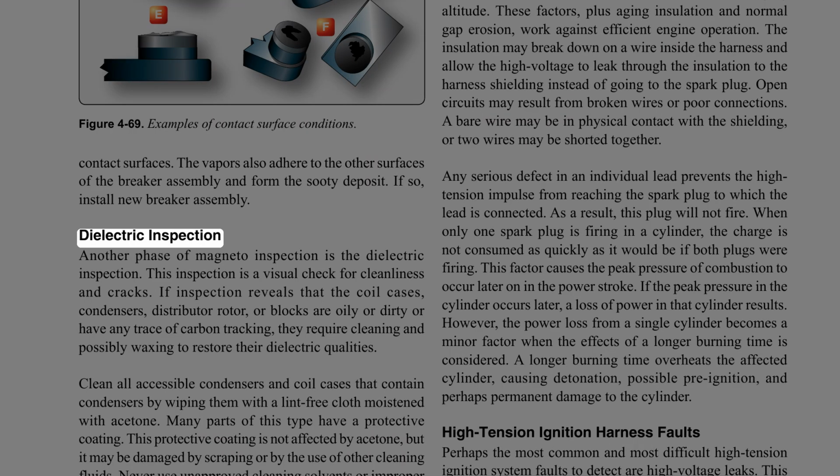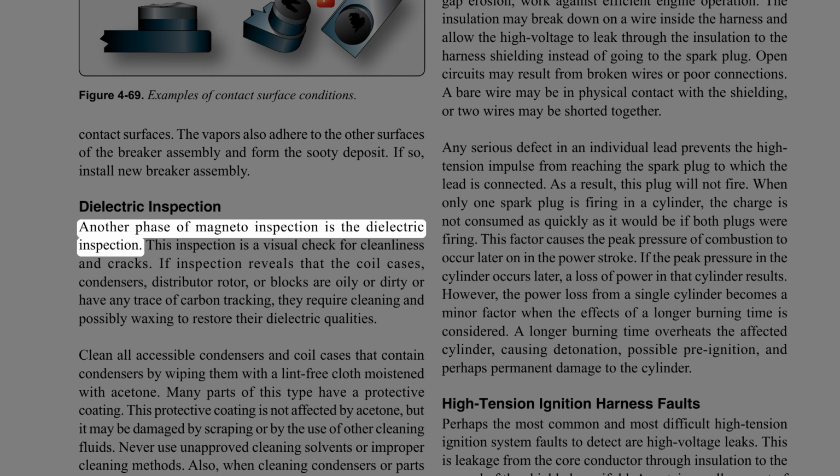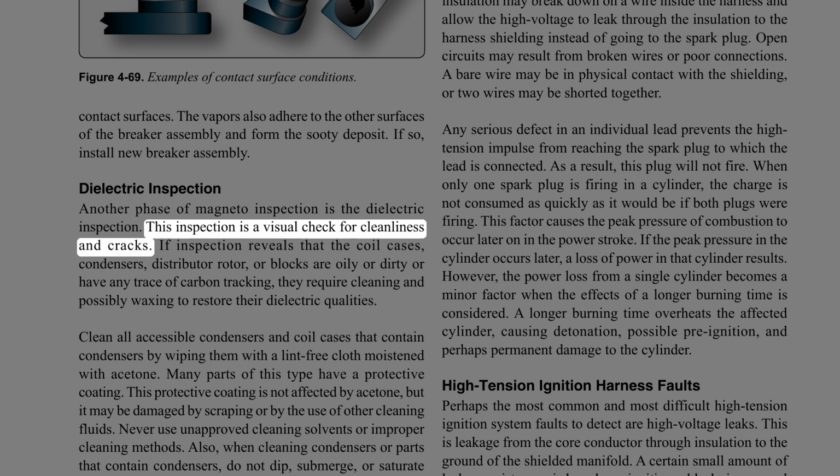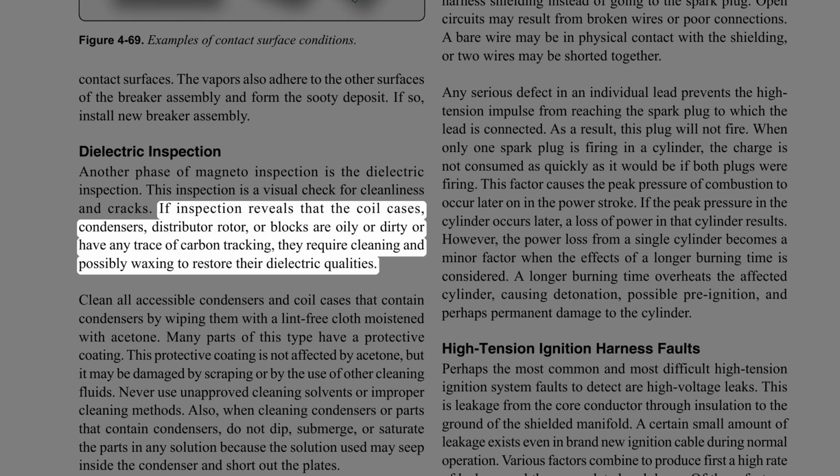Dielectric inspection. Another phase of magneto inspection is the dielectric inspection. This inspection is a visual check for cleanliness and cracks. If inspection reveals that the coil cases, condensers, distributor rotor, or blocks are oily or dirty or have any trace of carbon tracking, they require cleaning and possibly waxing to restore their dielectric qualities.